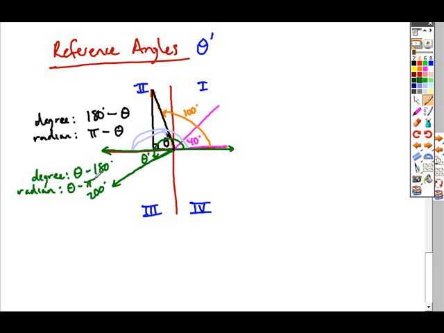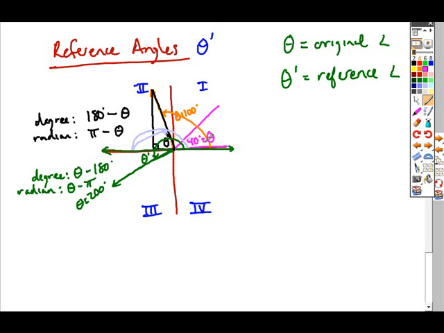Why are you using theta? Theta represents the original angle. And then theta prime is the reference angle. What is the original angle? The original angle was 200 degrees. And in this orange one, the original angle was 100 degrees. In quadrant 1, the reference angle and the original angle are just the same thing.